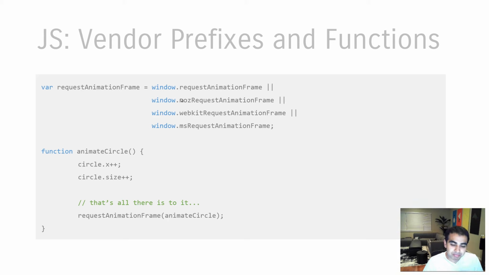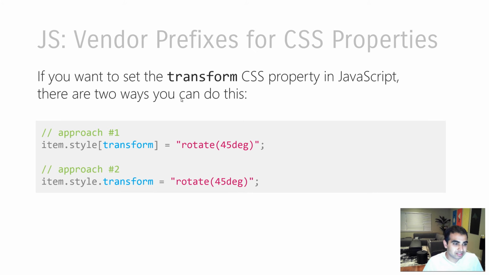The next one is going to be a little bit more involved, and I'm going to give some background information as part of it. So the other big part where you're going to encounter vendor prefixes is in trying to access vendor-prefixed CSS properties in JavaScript. So just like before, I'm going to pick on the transform property again, and this time I want to set the transform property in JavaScript.